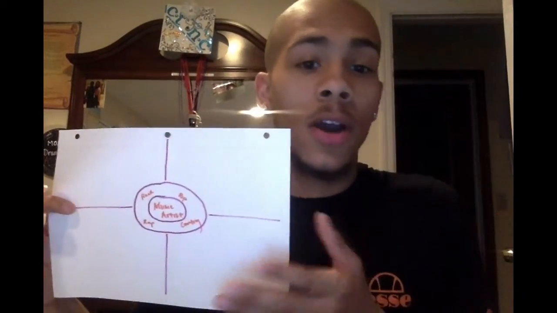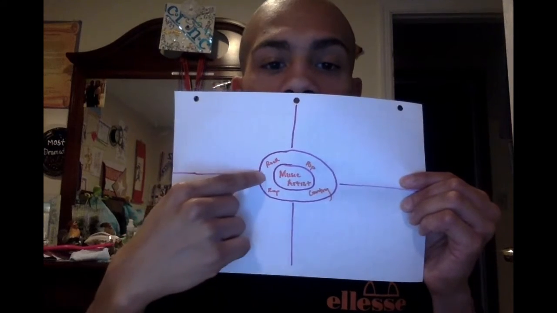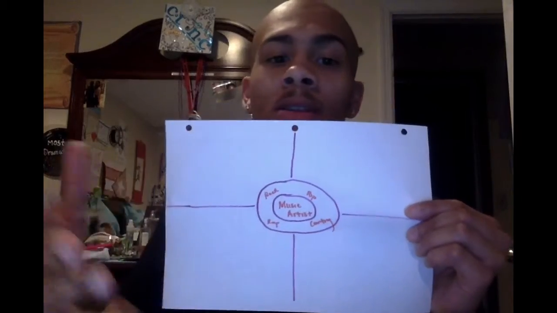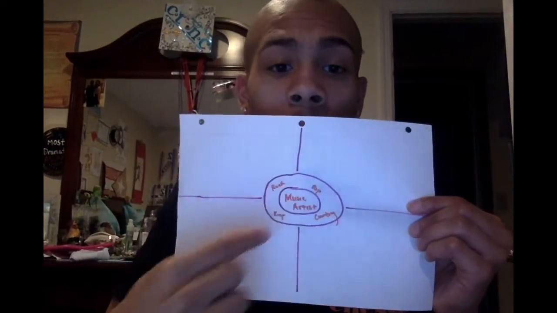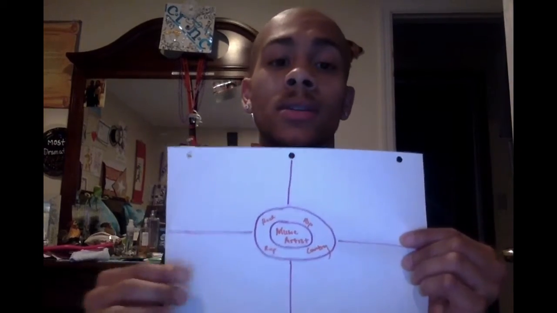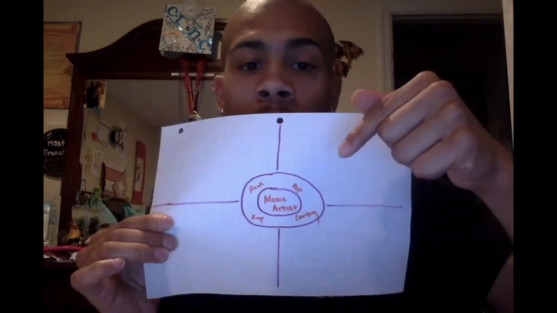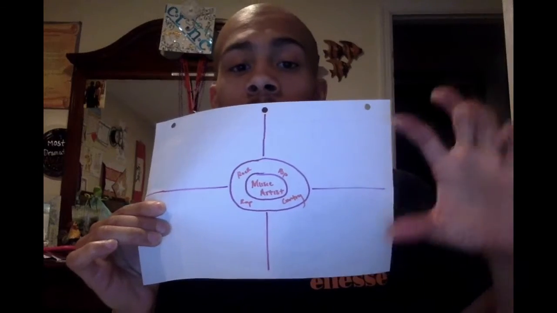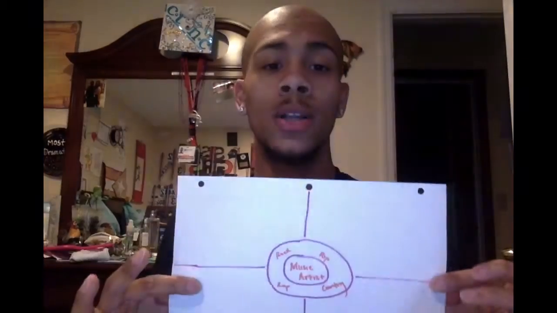So music artists, and then we have the genres on the outside rim. We have rock, pop, rap, and then country. I'm looking at it backwards, I know it's not going to be backwards on your sheet. The middle is music artists, that's your subject, and the outside rim is your subgenres, subtopics, whatever you want to call it, and then we break it down into 4 quadrants.